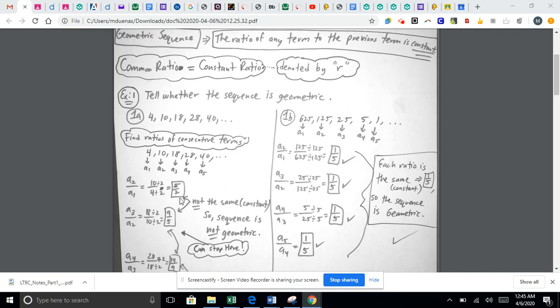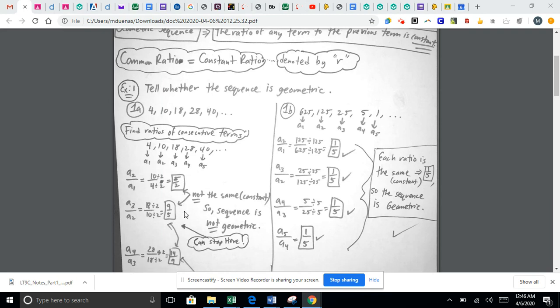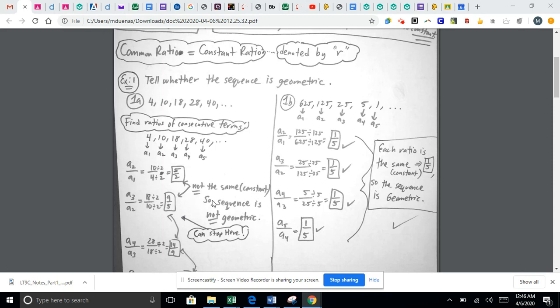In order for it to be geometric, we have to get the same result here. It'll have to be the same as 5 halves. So A sub 3 divided by A sub 2: A sub 3 is 18, and 18 divided by 10, which is A sub 2, will give us 9/5, once we divide by 2 and simplify the fraction 18 over 10. So notice right here, 5 halves and 9/5. These two are not the same. They're not constant, right? So since they're not the same, we can already tell that this sequence is not going to be geometric.